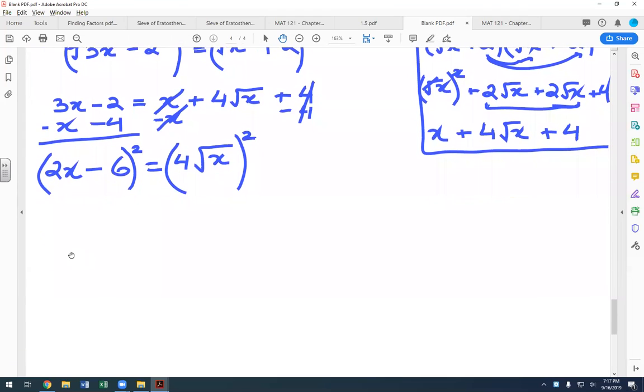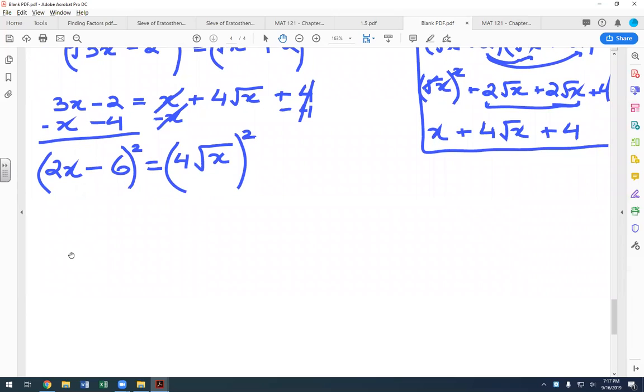Foil your left-hand side. Square your right-hand side. So again, let me show you what happens on the right. We've got 4 square root of x to the second power, right? There is no plus or minus sign between the 4 and the square root of x, is there? No, so that's telling me I'm multiplying.